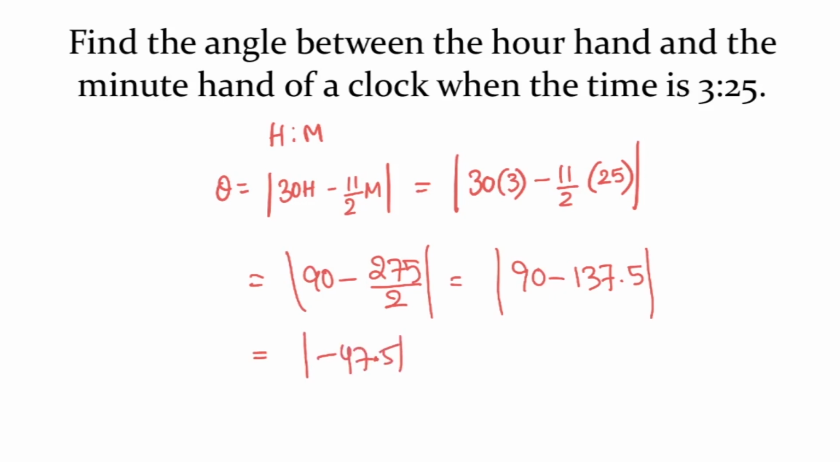But I already told you it is the angle in between the hands. Whether you notice the angle clockwise or anti-clockwise, the problem is about the angle in between. So we only consider magnitude. Whether it is positive or negative, we only consider magnitude. So the answer is 47.5 degrees.